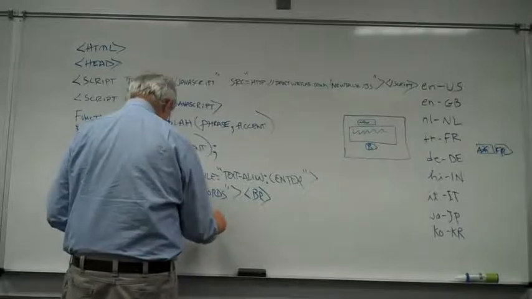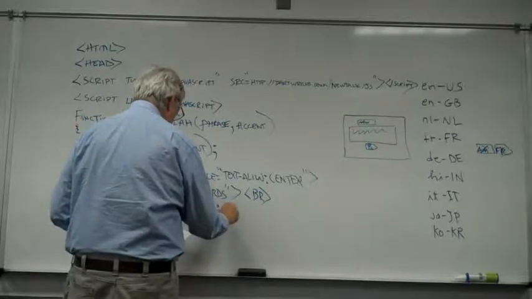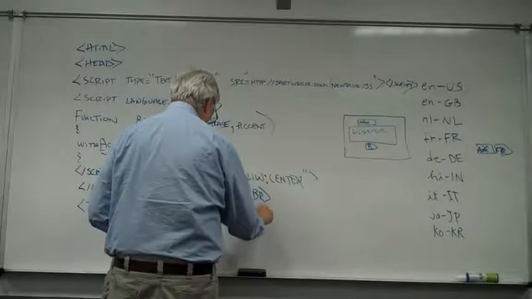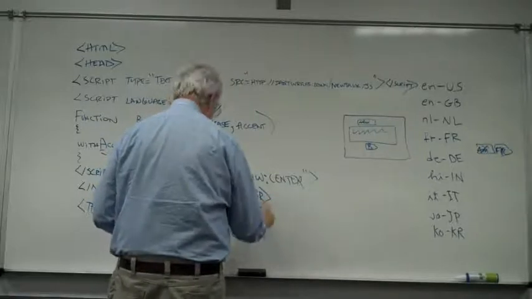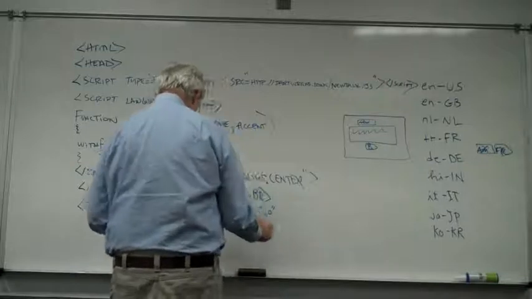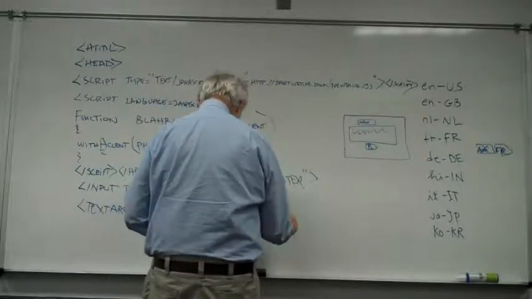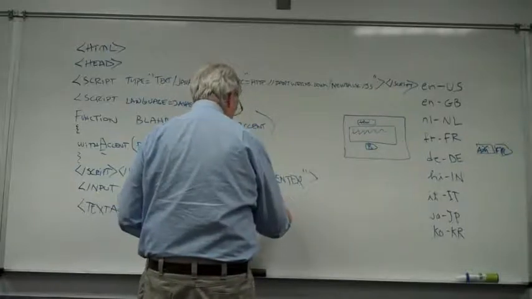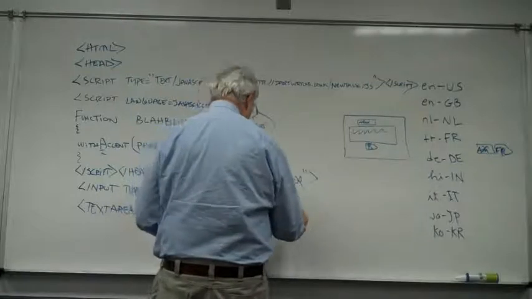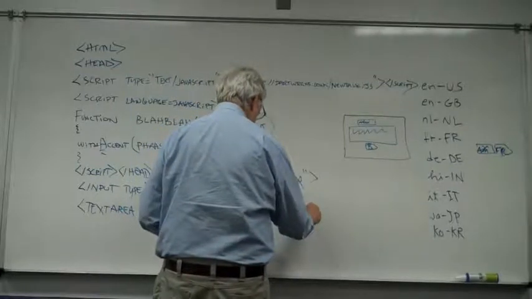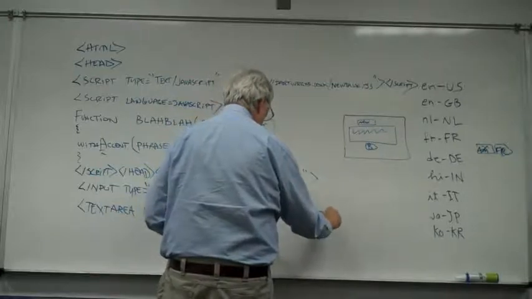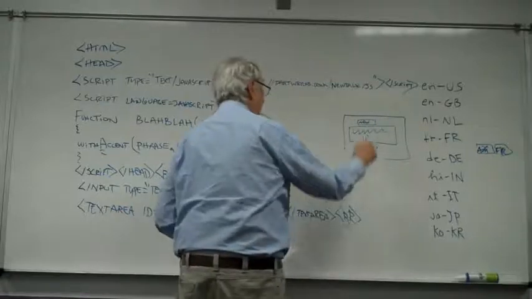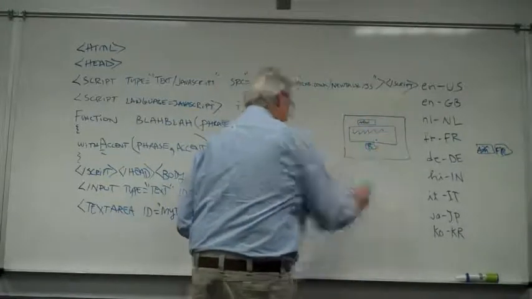The number of columns is going to be 50, and the number of rows going to be 10, and the style, we're not going to put any style in there, let's just leave it at that. What I'm going to do here is say slash text area. Then I want to hit the carriage return. So I put that in first, I put that in second, and now I've got to put the button in.